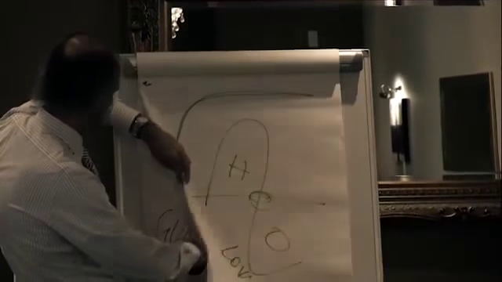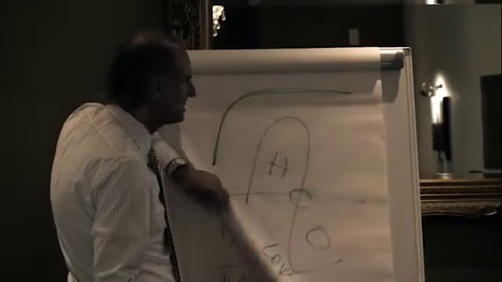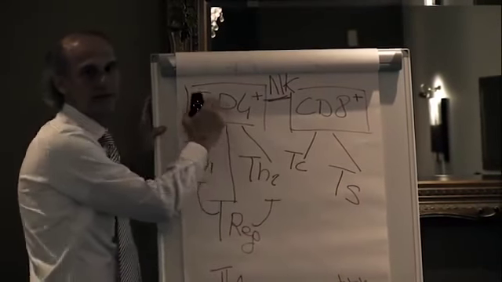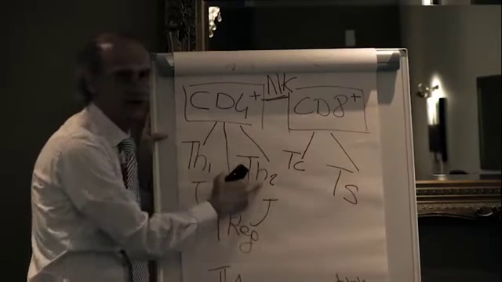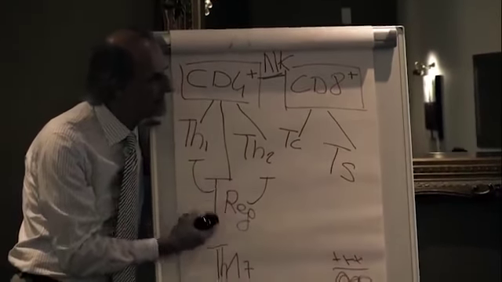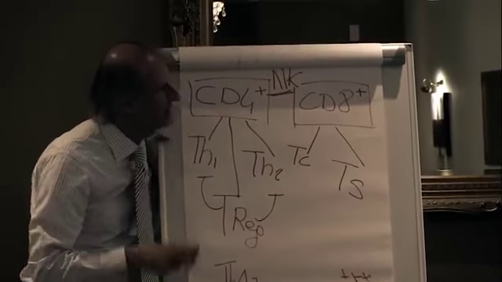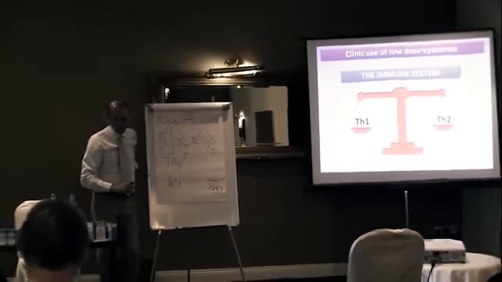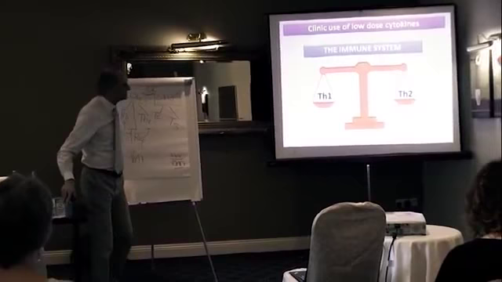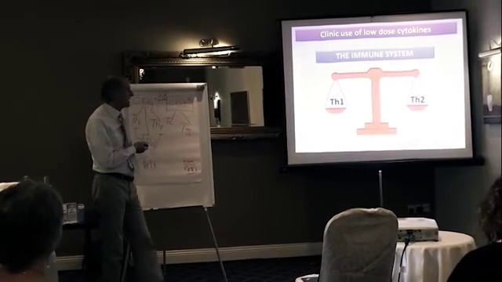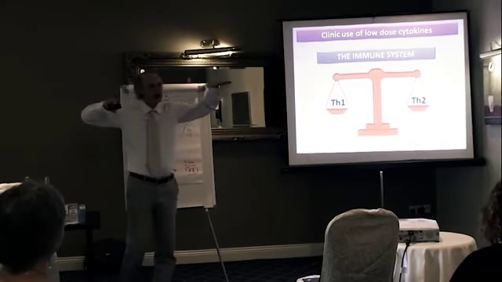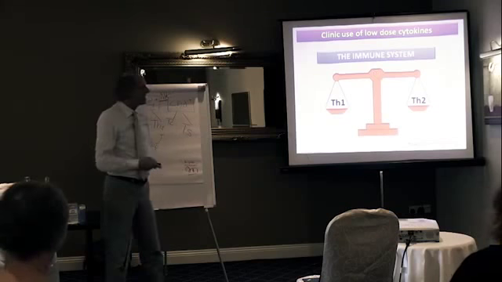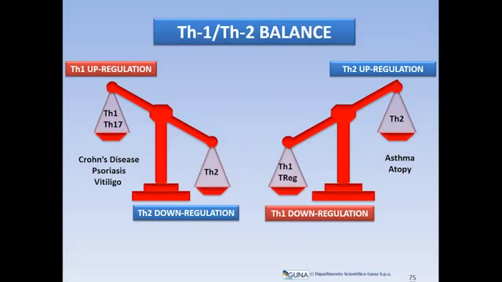Where is it? Okay, CD4, CD8, Th1, Th2. Now, to be super simple, we say this is an immune system in healthy conditions. Th1 and Th2 are in balance. On the opposite, when we are in front of a disease, we have a typical imbalance.